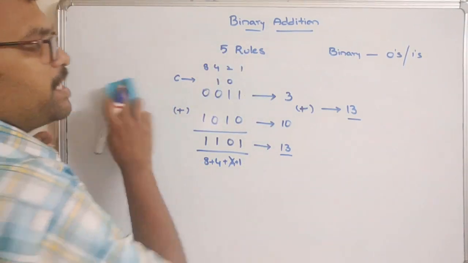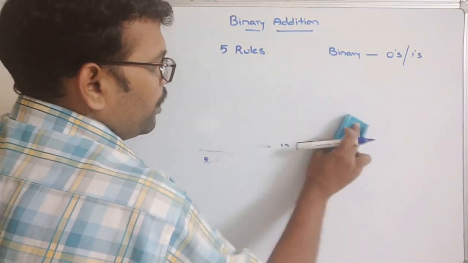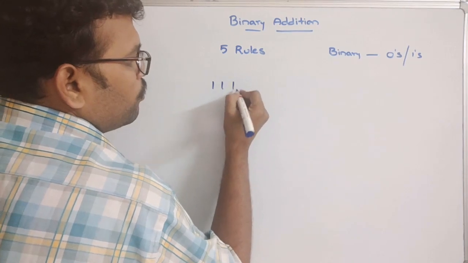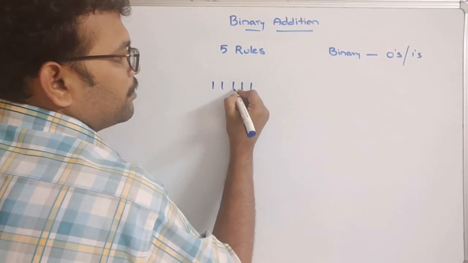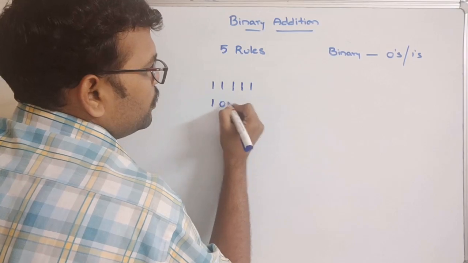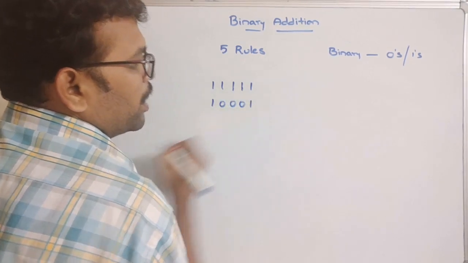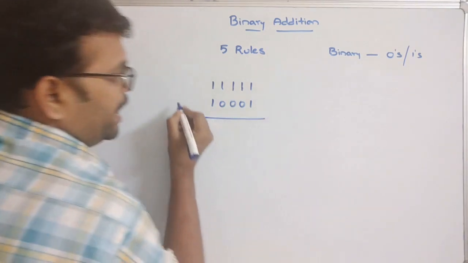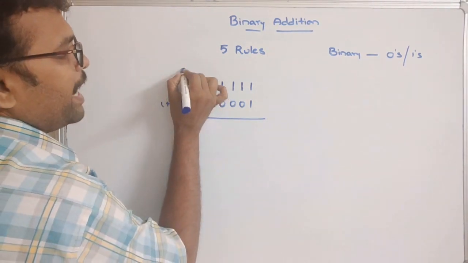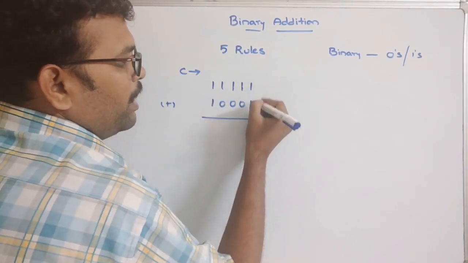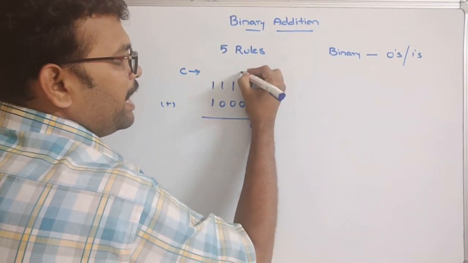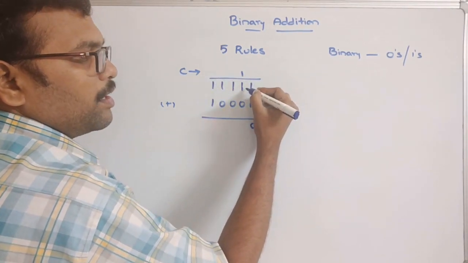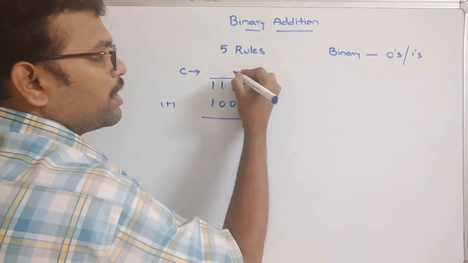Now let us take one more example. Let us consider 1, 1, 1, 1, 1 and 1, 0, 0, 0, 1. Let us take these two numbers. Now perform the addition operation. And this is a carry. So 1 and 1, it will be 0 and a carry 1. And 1 and 1, again it's a 0 and a carry 1.